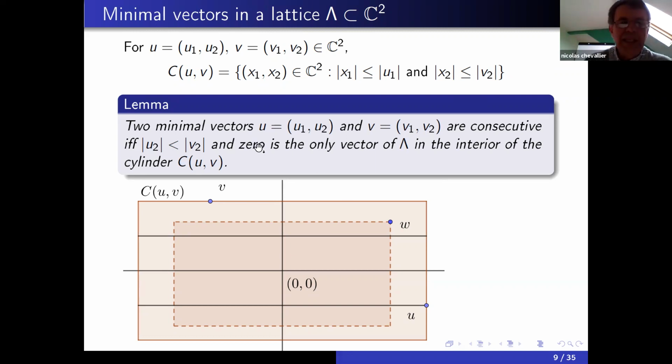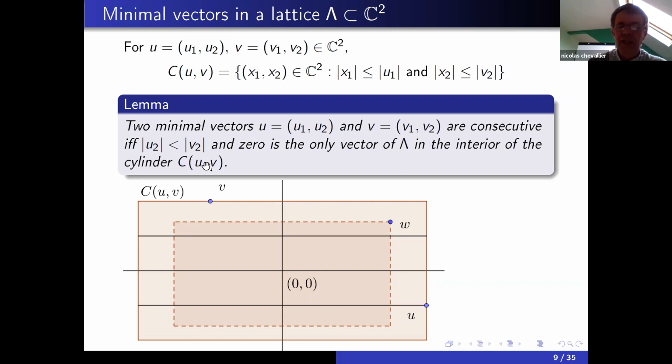Now, it is easy to prove the following thing. Two vectors u and v are consecutive minimal vectors if and only if the modulus of u2 is smaller than the modulus of v2, and 0 is the only vector of lambda in the interior of the cylinder CUV.